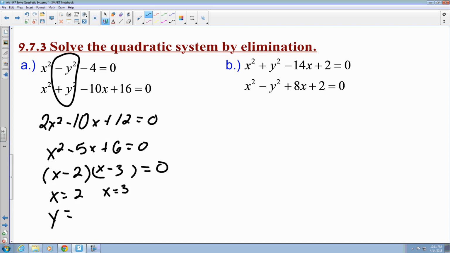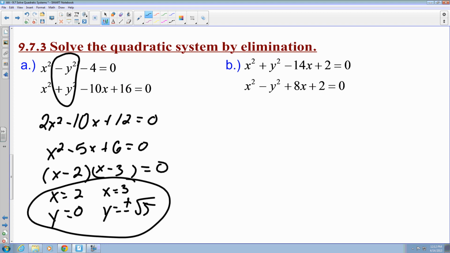That would be what, 0? So y would have to be 0. And if x was 3, we'd have to do plus or minus square root of 5. So it has 3 solutions. So 2 comma 0, 3 comma square root of 5, and then 3 comma negative square root of 5.